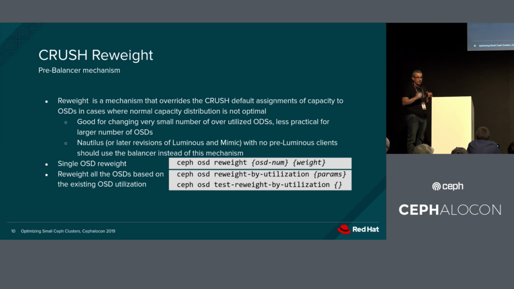If you have a very small number of OSDs, it's worth it. But if you have an older version or you use older clients and you cannot use the balancer, that's your only option. So we could reweight a single OSD: if the weight is larger, then more capacity would be moved to the OSD, and if it's smaller, it would be reduced. Or we could do reweight by utilization and let an algorithm decide on the new weights for the entire OSD map.